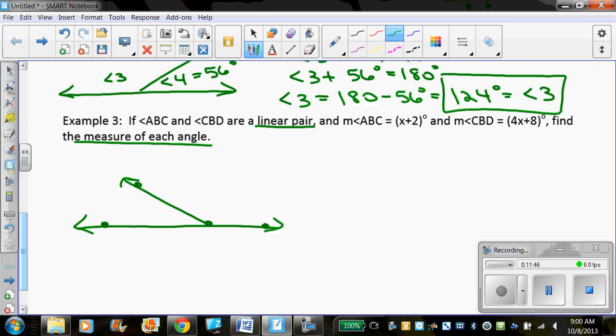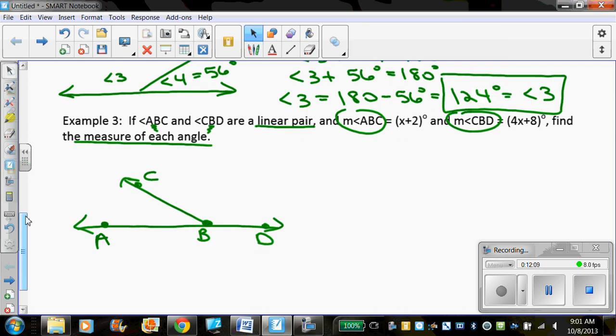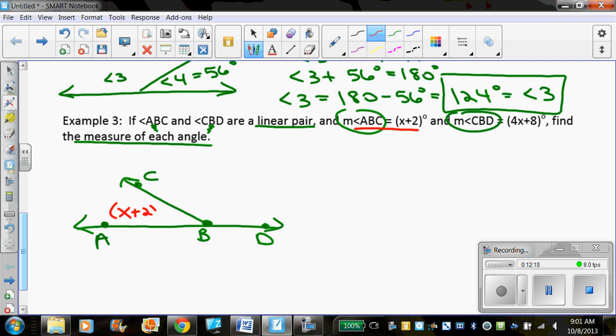I'm going to first realize that there's an angle ABC, so I'm going to write A, B, C. And I also know there's an angle CBD. Remember, the B is your vertex. The middle letter in your angle is always going to be your vertex. Looking at that, I know that angle ABC, according to this up here, is x plus 2, representing the degrees. And on this other side, CBD is 4x plus 8 degrees.